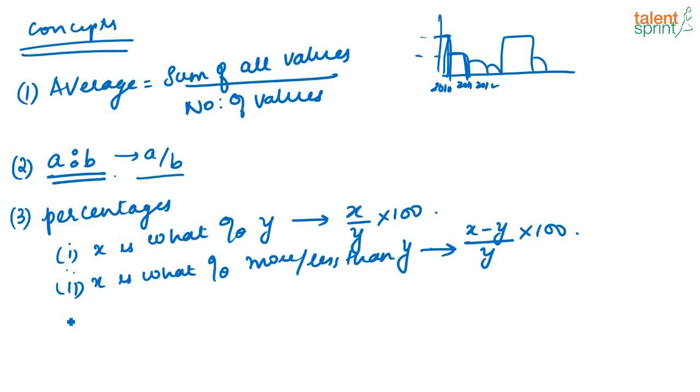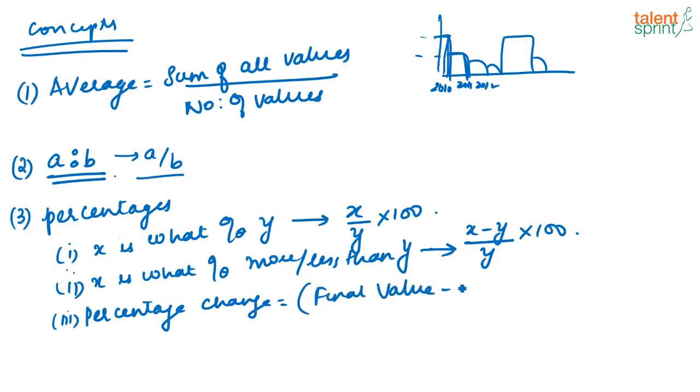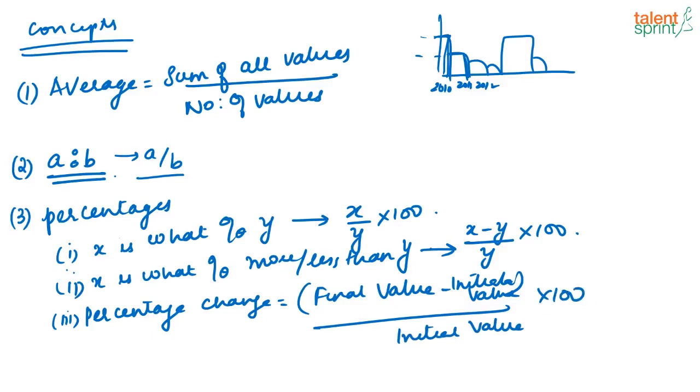Then the most important formula that you will need to know is the formula of percentage change. So what is the formula of percentage change? It is equal to final value minus initial value divided by initial value into 100. I hope you all know these formulas, or please refer back to the topic of percentages. These are the general formulas that you will be using when it comes to data interpretation.